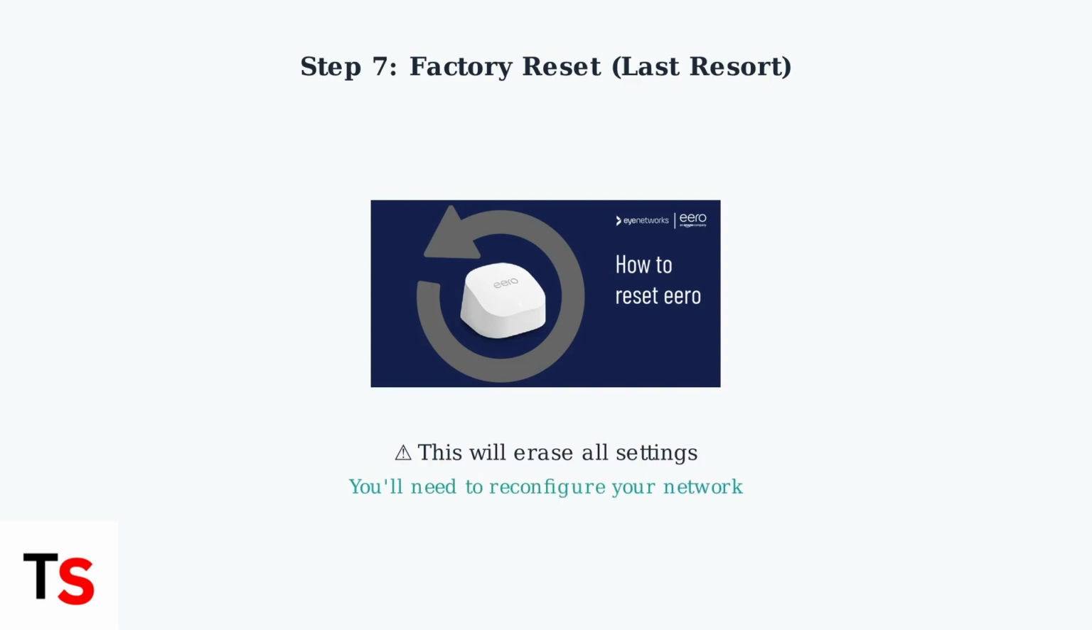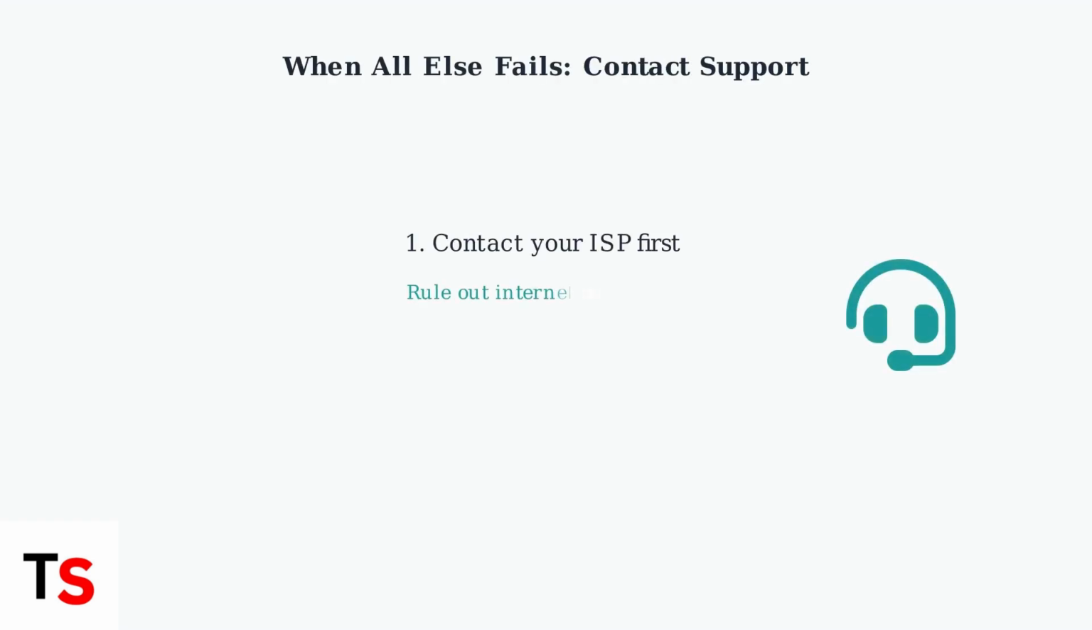As a last resort, perform a factory reset. This will erase all settings and require you to set up your network again, but it can resolve persistent software issues. If all troubleshooting steps fail, contact your internet service provider first to rule out connection issues. Then reach out to Eero Support for professional assistance with potential hardware problems.